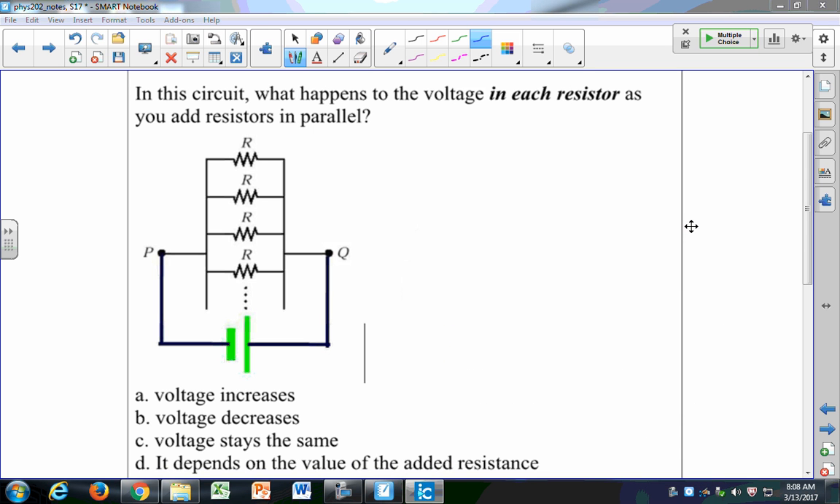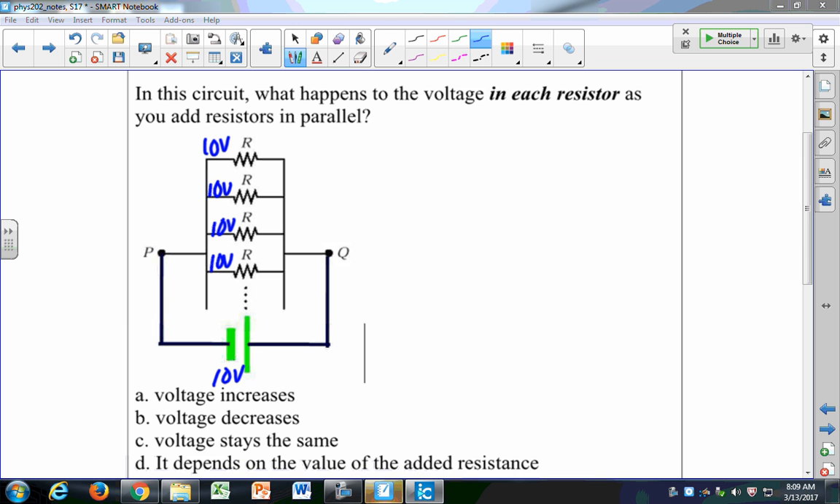As I add more and more resistors, the voltage across each resistor will remain the same. So if I have 10 volts here, I'm always going to have 10 volts here, 10 volts here, 10 volts here, and 10 volts here. No matter how many resistors I have, I'll still have the same voltage because resistors in parallel have the same voltage. And resistors in parallel don't split up voltages like resistors in series. Instead, they share the same voltage, which is the same as the battery.